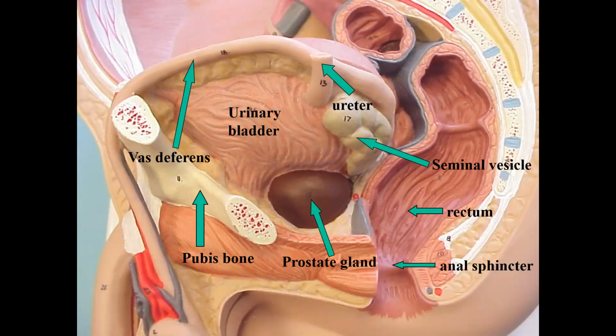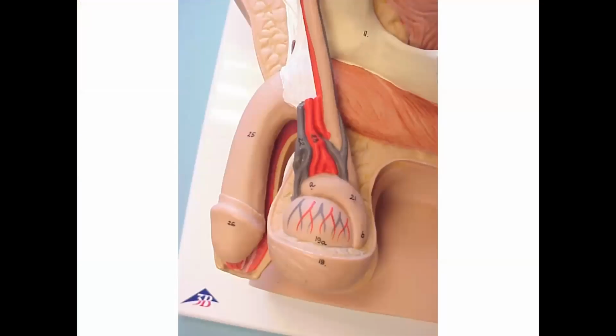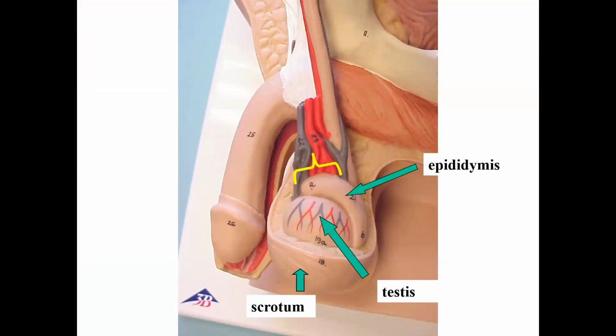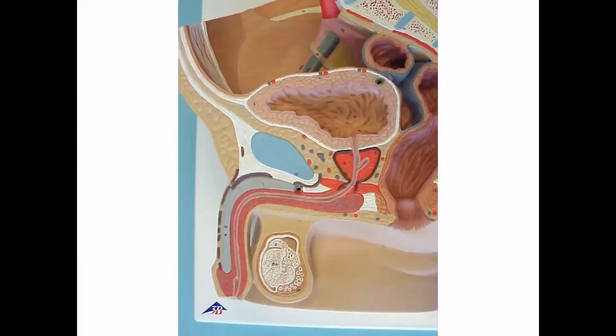Okay, a little closer examination of the scrotum and the head of the penis. There's the scrotum, the testes, the epididymis, the spermatic cord, which consists of the blood vessels and the cremaster muscle. There's the Vas Deferens right there.